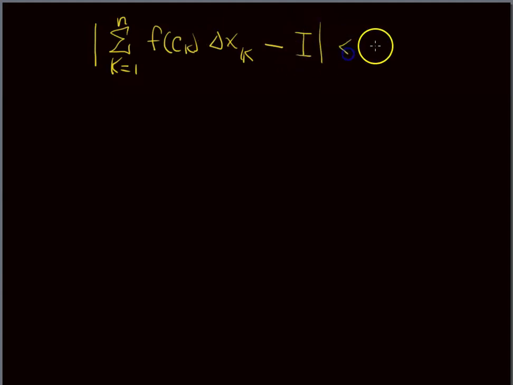The absolute value of the summation k going from 1 to n of f of c sub k times the delta x sub k, that number that you get, minus the I, the definite integral, is less than epsilon. So in other words, the difference between the actual integral here and the summation, which is a finite sum, is really small.